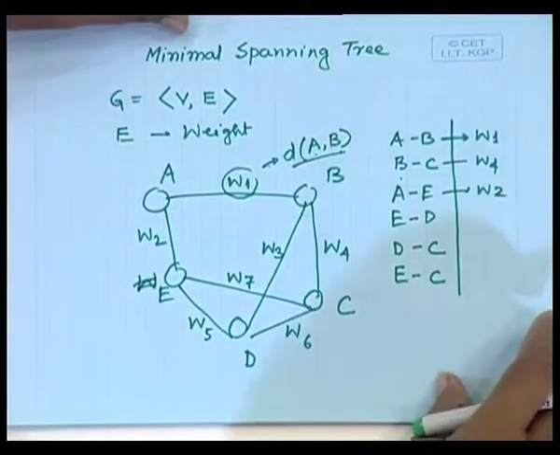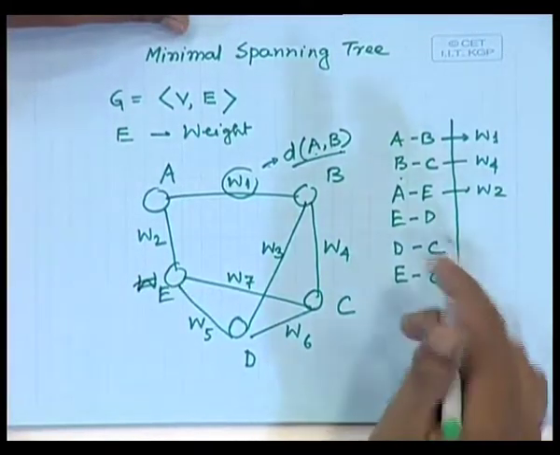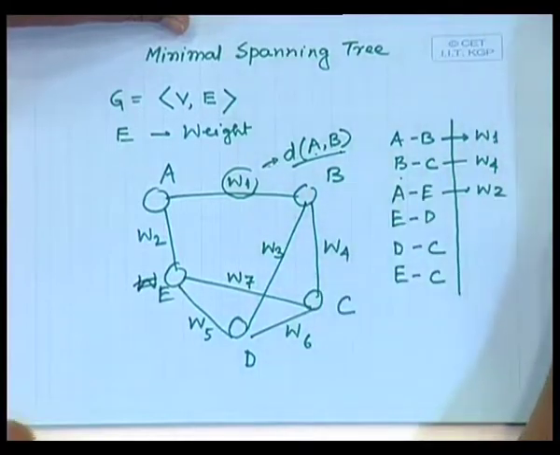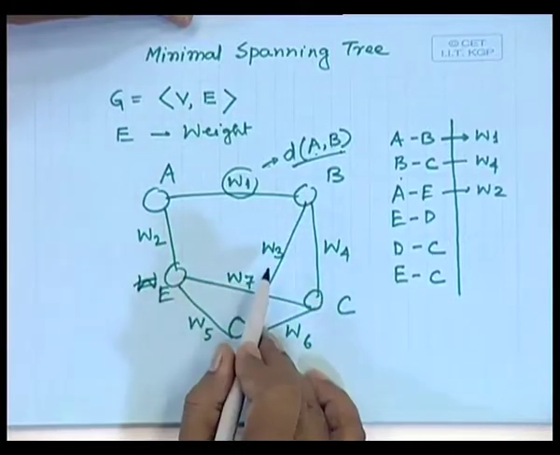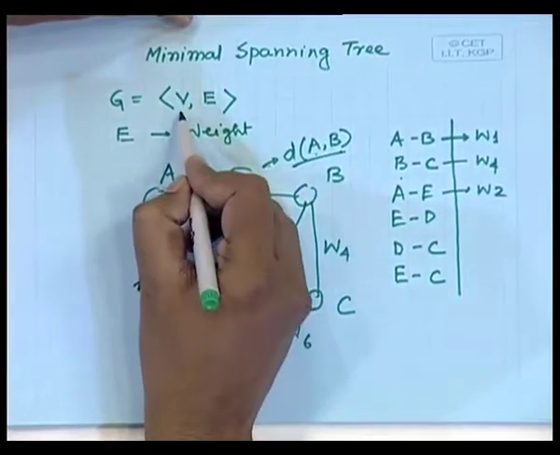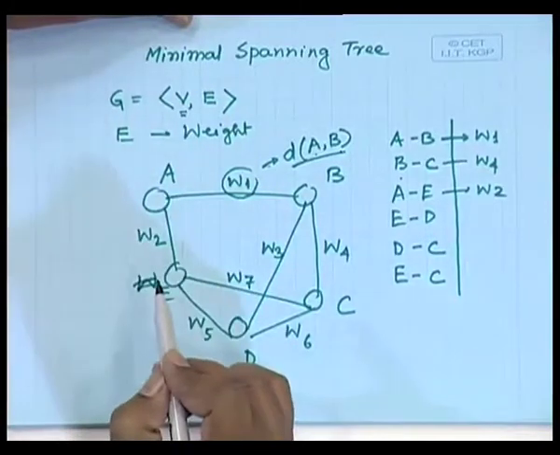Okay. So, given this, how can we have a minimal spanning tree representation of this graph? The minimal spanning tree says that when I find the spanning tree corresponding to a graph, then the sum of the weights of the edges which are included in the spanning tree is minimal. Okay. So, you find that the spanning tree representation of this graph will obviously have all the vertices of the graph, okay.